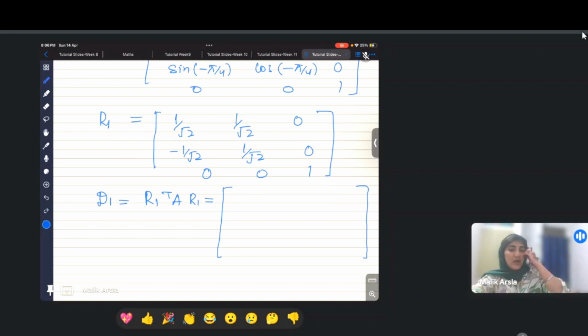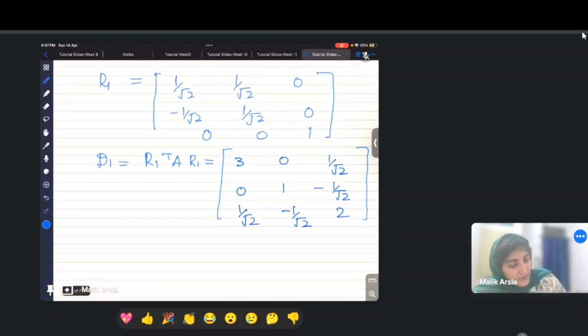Now, D1 is coming out to be 3, 0, 1 by root 2; 0, 1, minus 1 by root 2; and the last row is 1 by root 2, minus 1 by root 2, and 2. Based on the first column, the first column and second column entries are changed, same rows, columns.